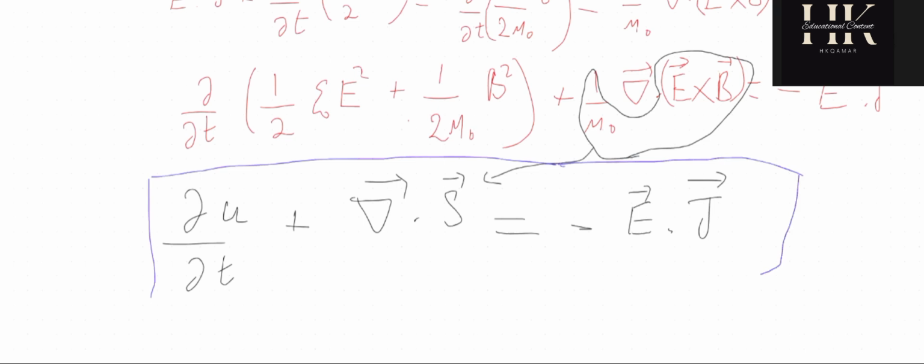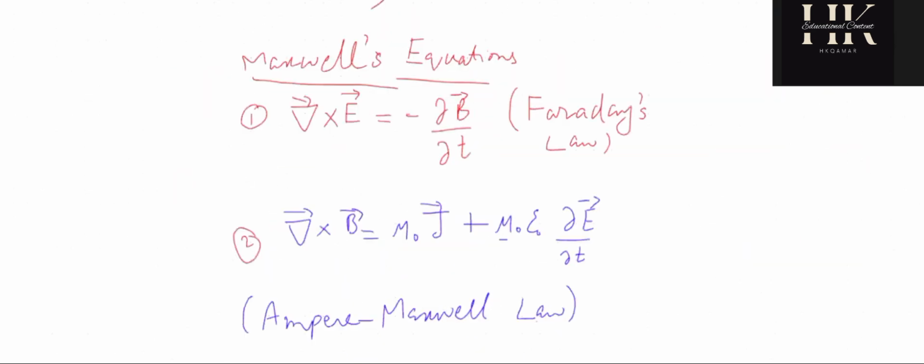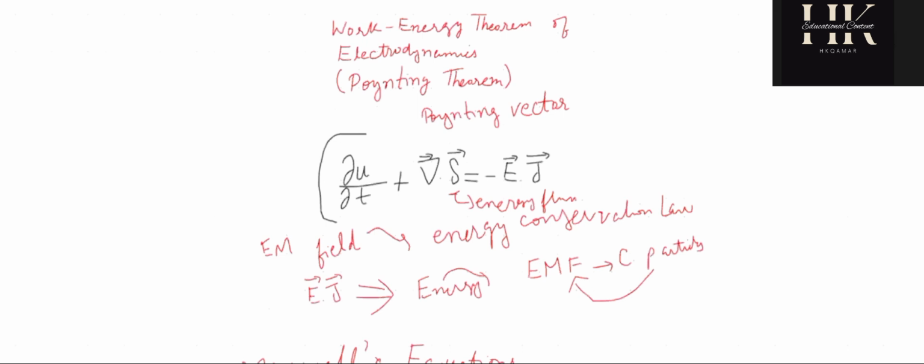Let's revise the steps of what we did in order to derive this equation. At the start, we did an overview of the problem: we had to derive the equation ∂u/∂t plus ∇·S equals minus E·J. Here S is the energy flux or Poynting vector, and U is the electromagnetic energy density. The term E·J tells us how fast energy is transferred from the electromagnetic field to the charged particles, or from charged particles to the electromagnetic field.